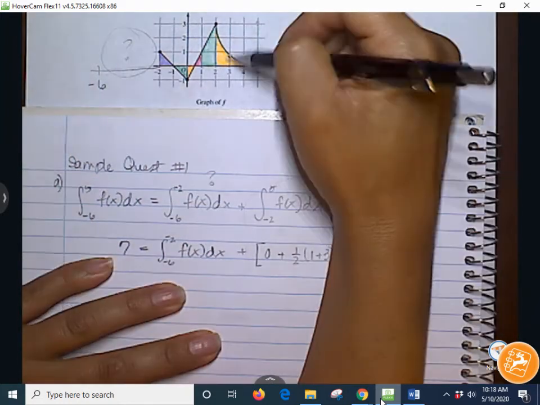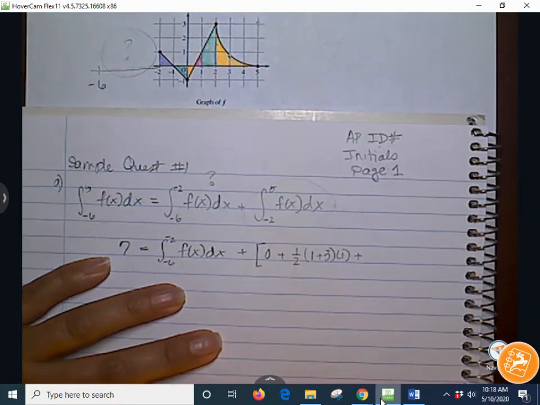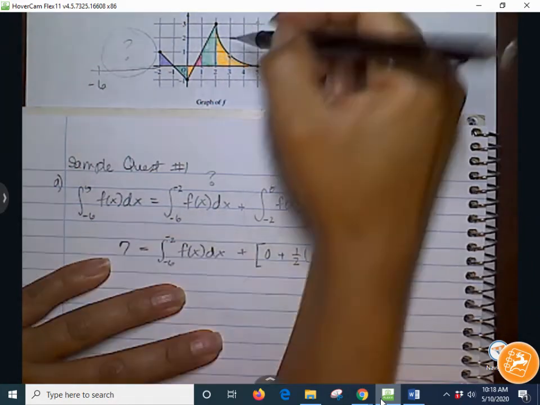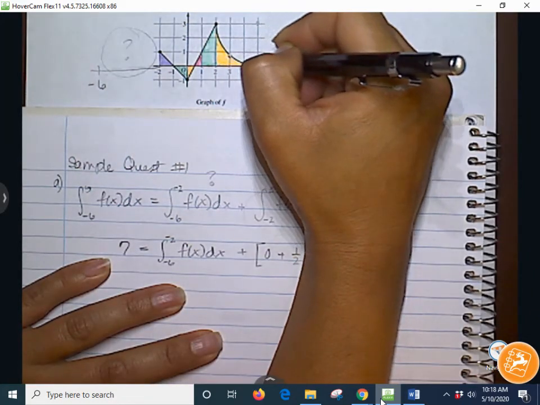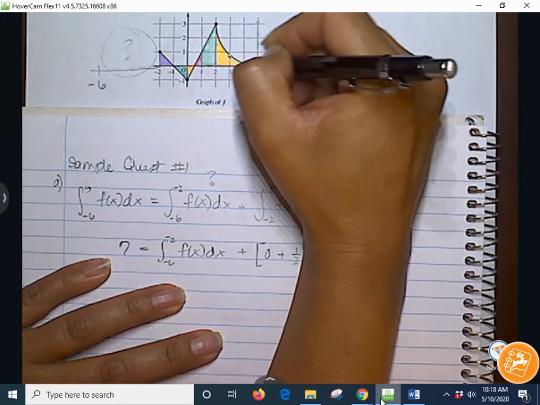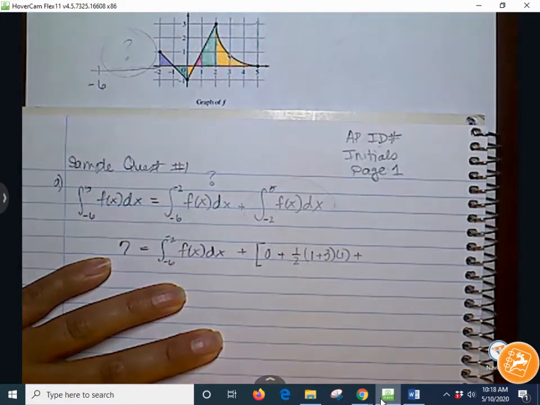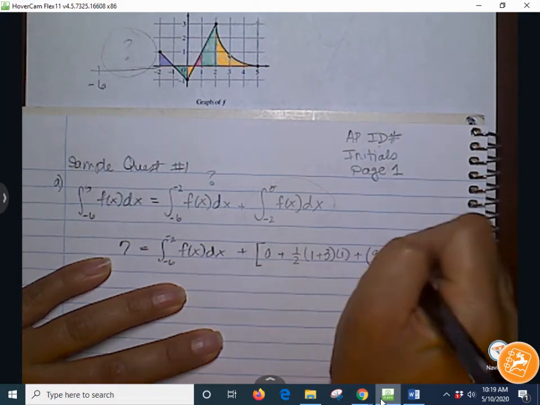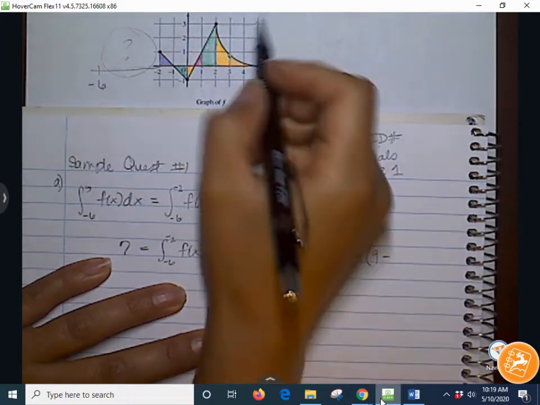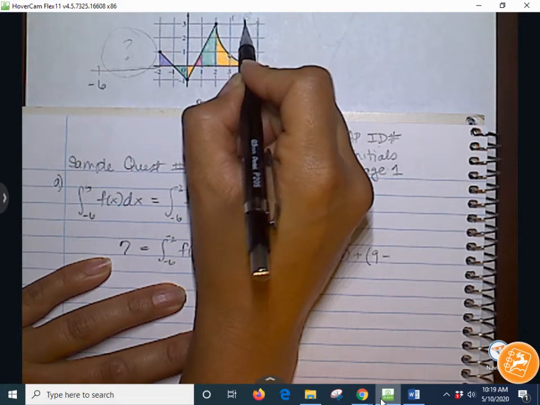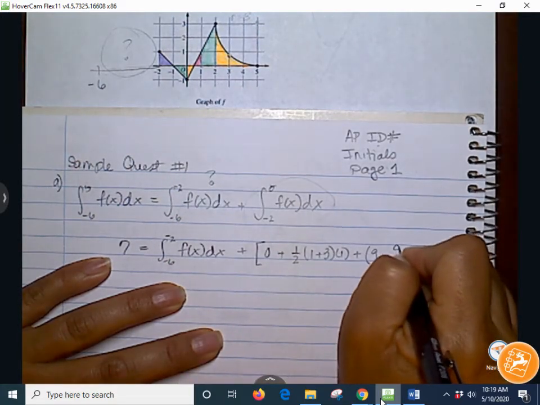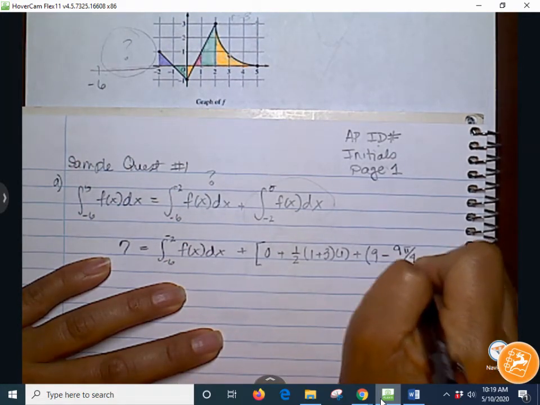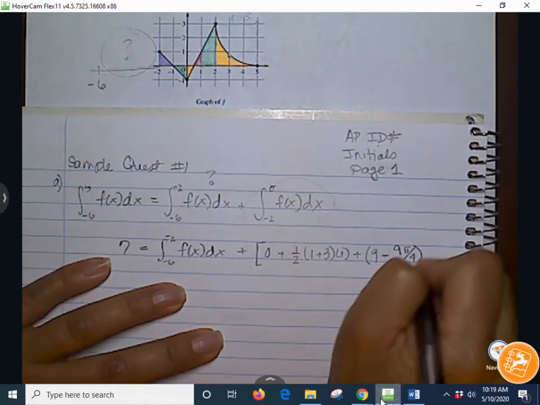Plus this area, which I'm actually going to have to do some sort of subtraction because I'm going to take the area of this square and subtract that quarter circle. So it's going to be 9, the area of the square, minus the quarter circle. The radius is equal to 3, so it's pi r squared, so 9 pi divided by 4 because it's a quarter circle.